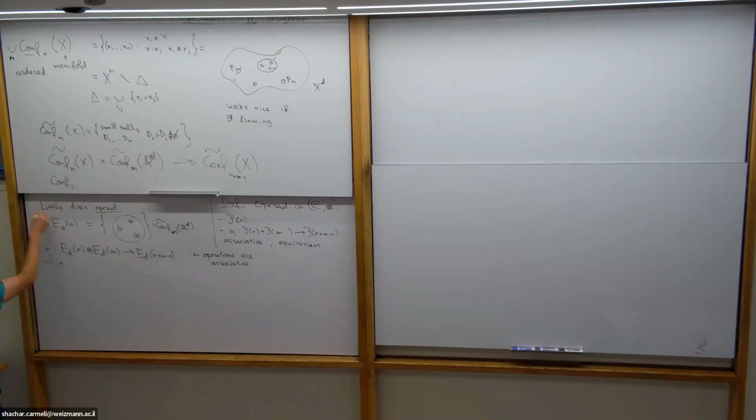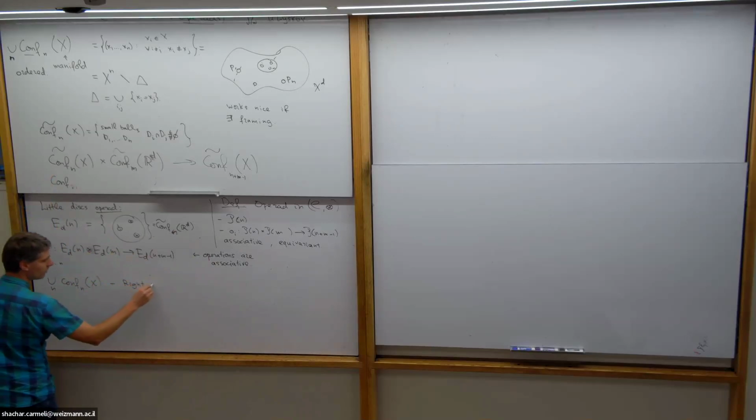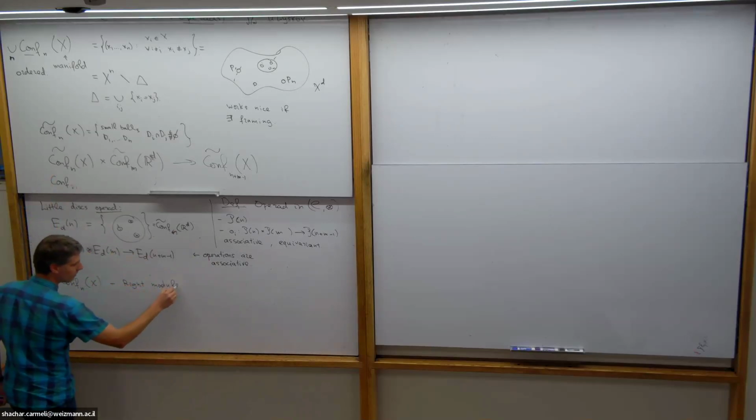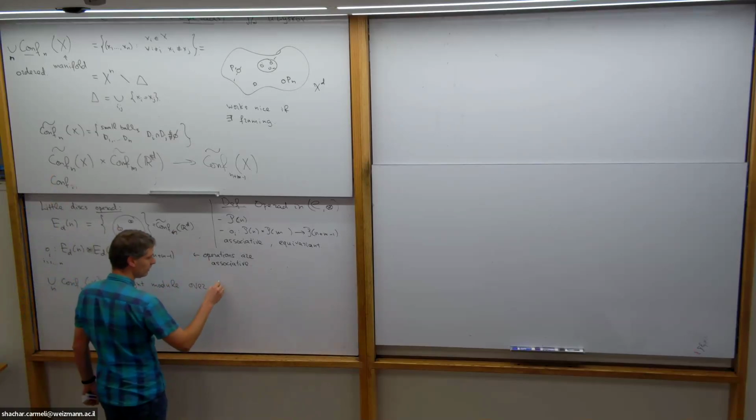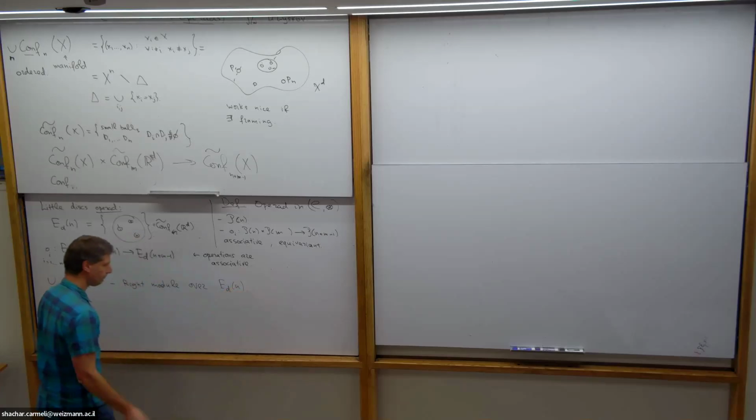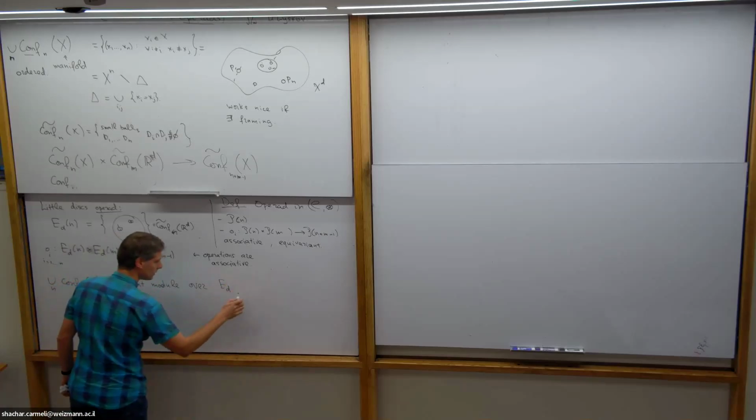So E_d is one of the main examples of operads, and each configuration space, Conf n of X, the union of those over n, is a right module over this little disks operad E_d.